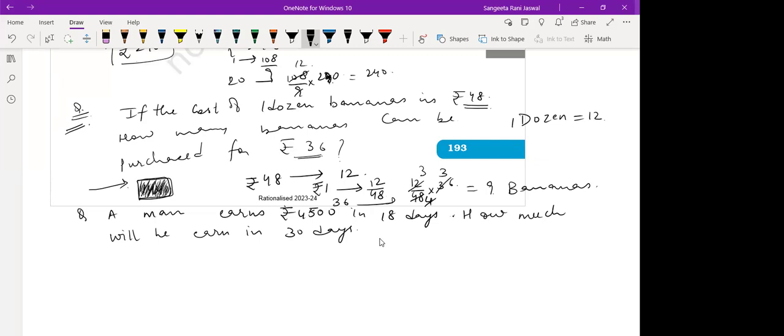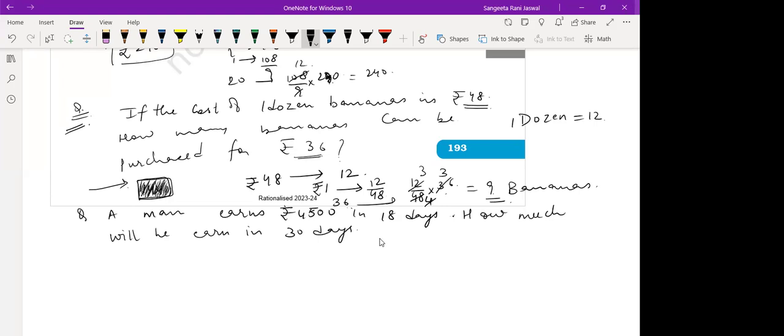Now to purchase 36 bananas, what will we do? We will multiply by 36. So it will be 12 by 48 into 36. And when we cancel it, we get 9. Okay? Ma'am, I understood now.